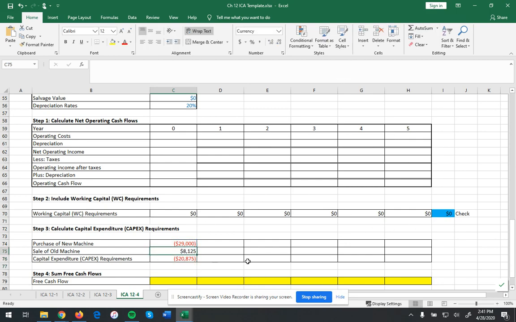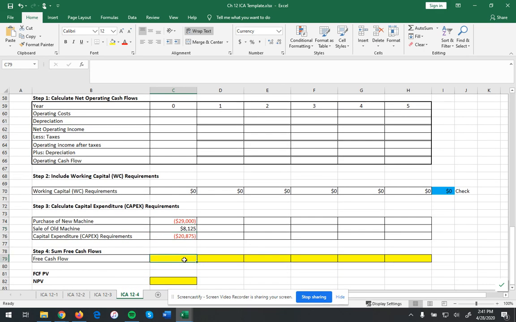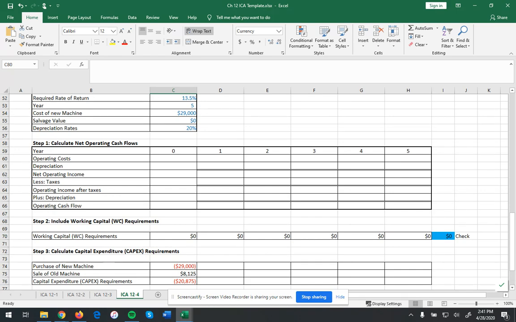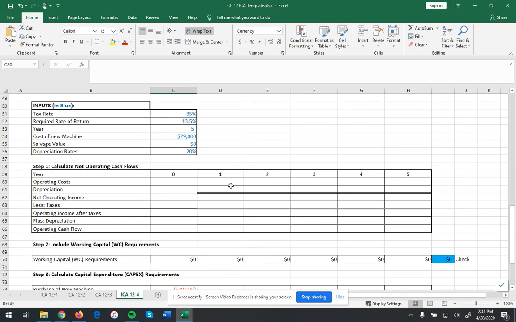Okay, so we can add those together. We have that. Notice this is the after-tax cost, so our free cash flows would equal operating cash flow plus working capital plus CapEx. So then let's look at years 1 through 5. Our operating costs are going to be reduced by $6,000. So we can highlight that and put it in there. Depreciation is going to be the same every year. So it's going to be the $29,000 times 20%. And that never changes. So we can hit that.